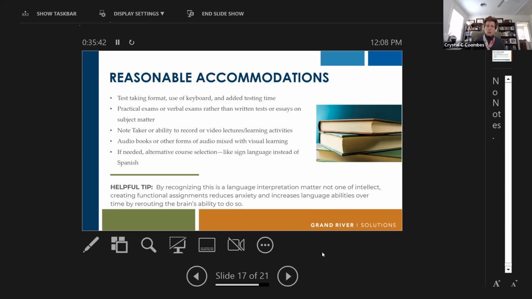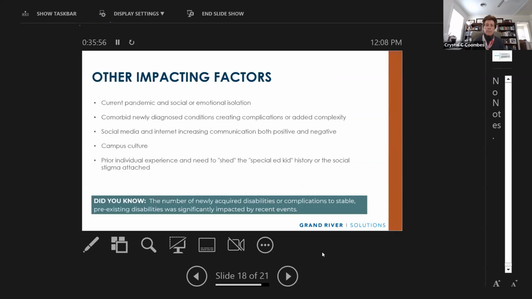So these are some helpful hints about what some of the reasonable accommodations are. These are the more likely ones, but there are other reasonable accommodations that can be learned based on or given based on what we learn about what's going on with the student.